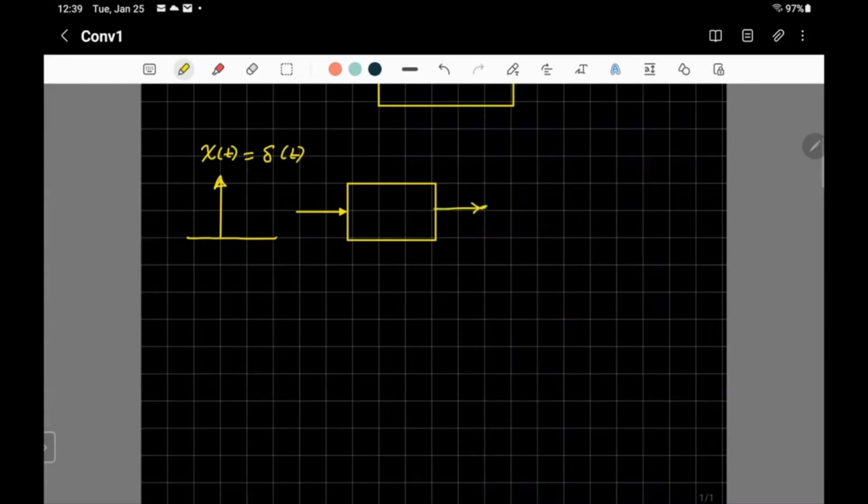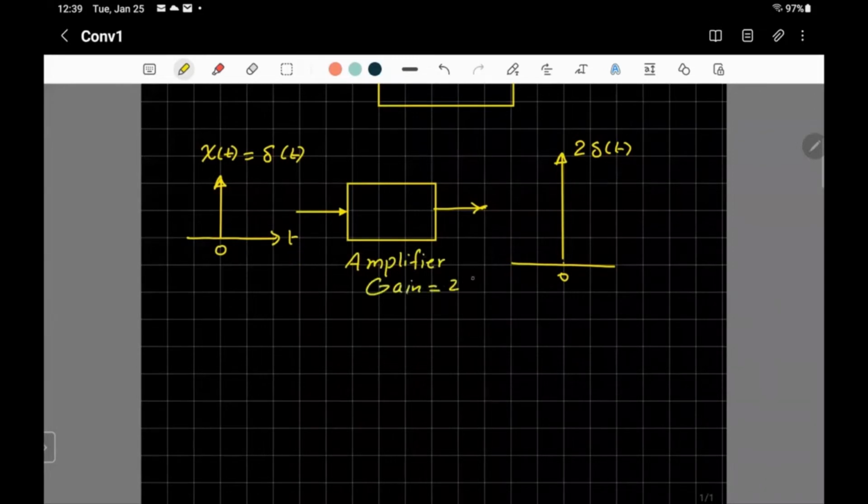Remember, the impulse happens at time equal to 0. Let's say that you got the output something like that, 2 delta of t. So what is that? It doubled the input. Yes. So the system you can describe as an amplifier, right? An amplifier with gain equal to 2.